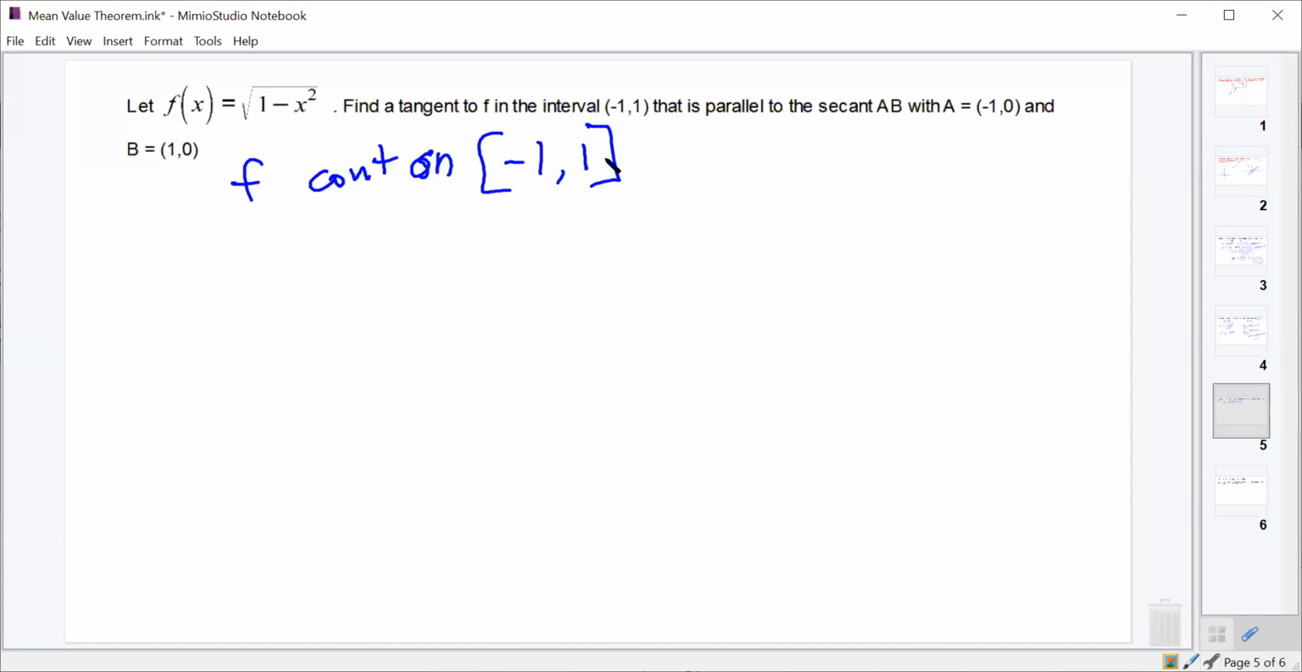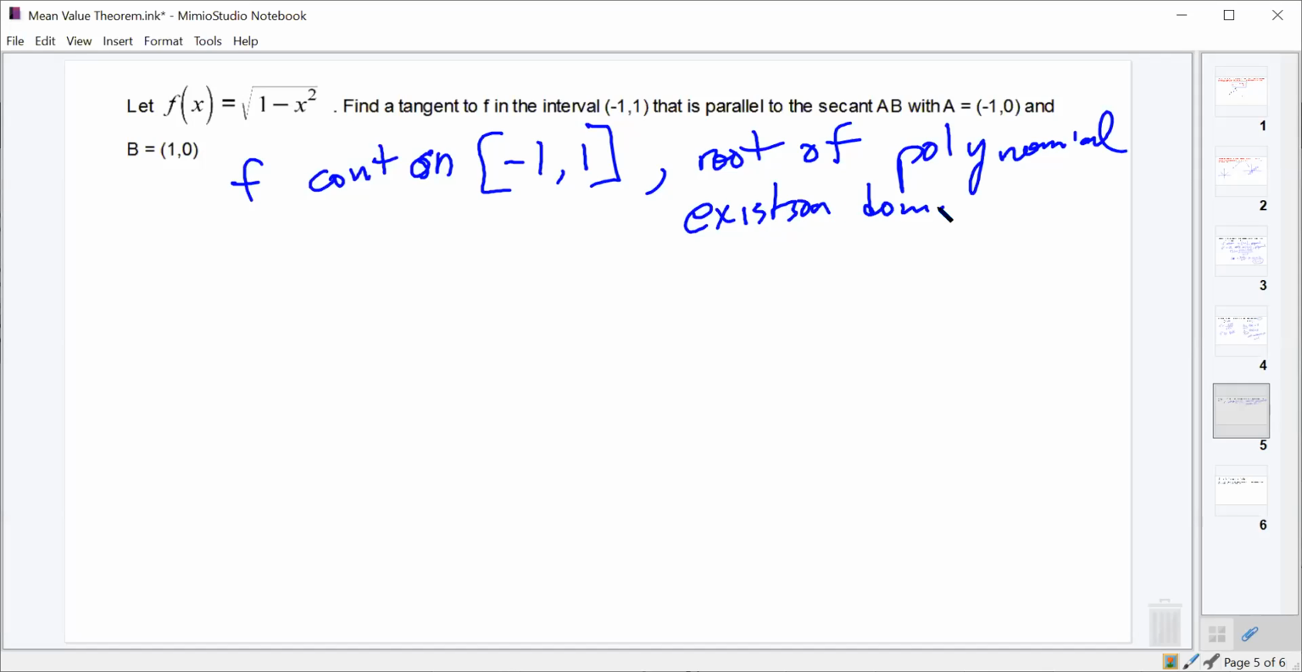The answer should be yes, because what is it? It's the square root of a polynomial. And if we take the square root of a polynomial, it's still going to be continuous as long as it exists on the entire domain. So it's the root of a polynomial that exists on the entire domain. So that's fine.